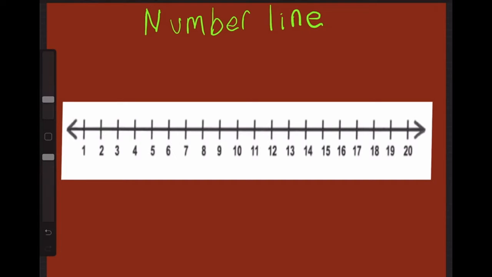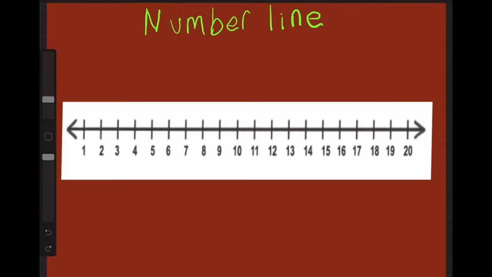Okay, so this is a number line right here below. This is the number line. It's just a line with numbers of 1 through 20 on it. Sometimes you can make your own number line or you can get one already filled in. Now, there's a few things that you need to know.